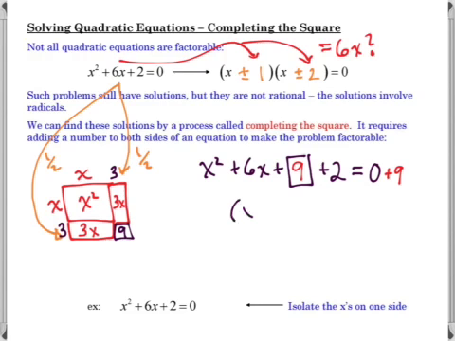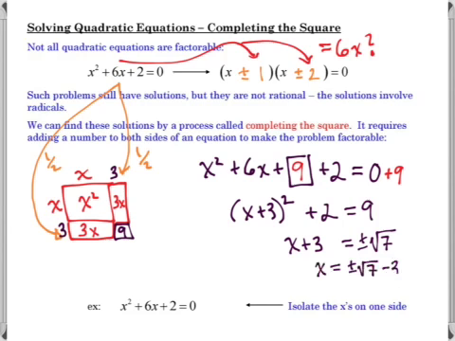We'll see what happens with the 2 here. So that becomes, the 2's still there. I haven't touched the 2 yet. What do you think my next step's going to be? Subtract 2. And so I'd subtract 2 and get 7, and then I take the square root of everything. And so I get x plus 3 is plus or minus root 7. And so I subtract 3 from both sides. And those are my 2 answers.